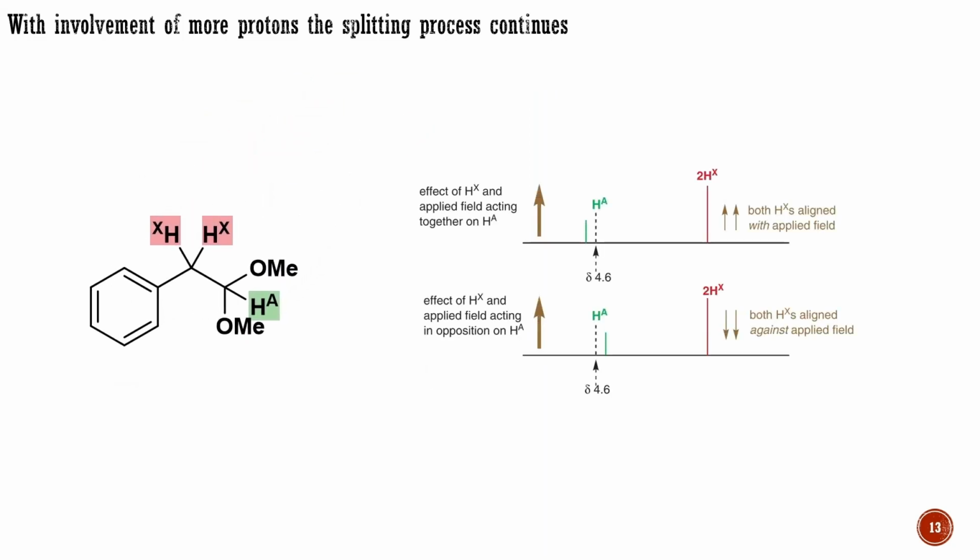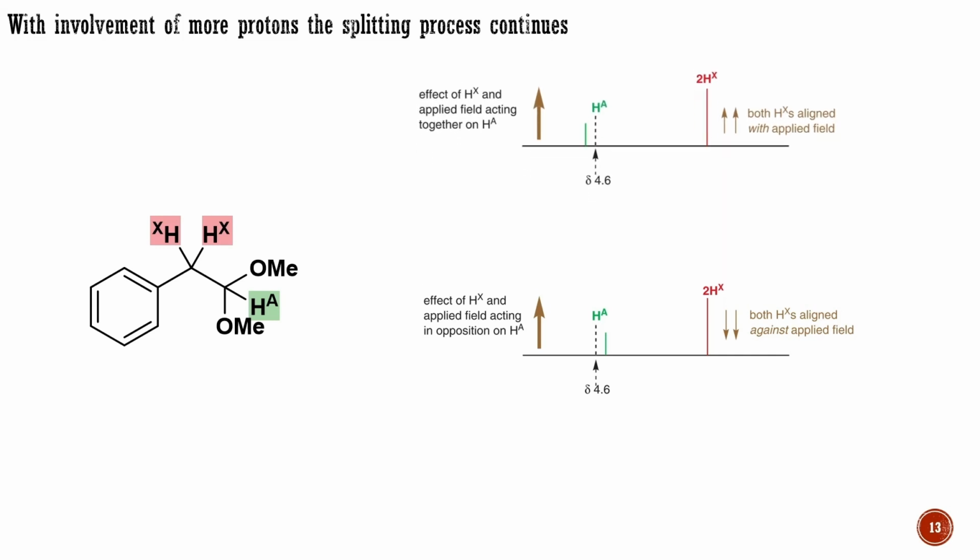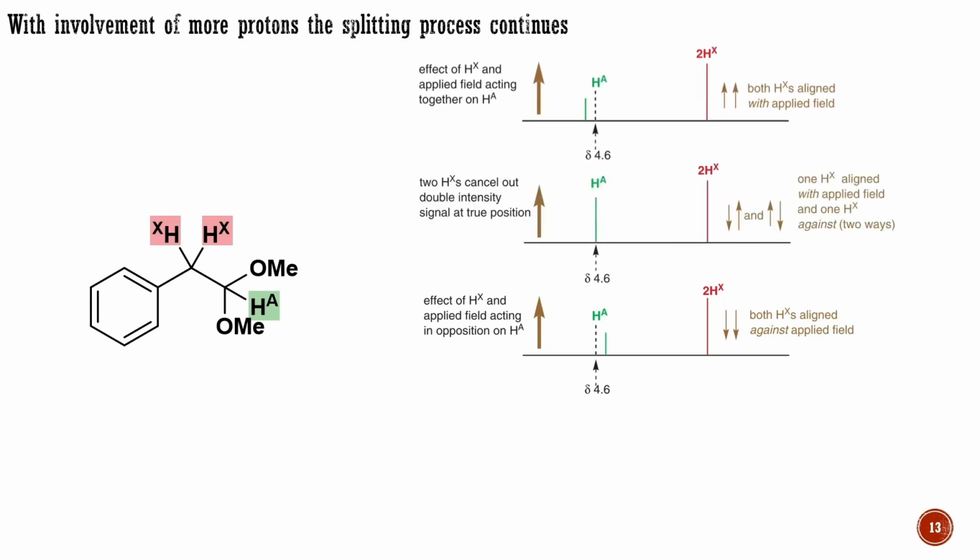If one HA proton interacts with 2 HX protons, it can experience the HX protons in 3 different possible states. First, both HX protons can be aligned with the applied field, or both can be aligned against the applied field. These states will increase or decrease the applied field just as before. But if one of the HX protons is aligned with the applied field while the other is aligned against the applied field, there is no net change to the field experienced by the HA proton. Accordingly, there are 2 arrangements for these interactions.